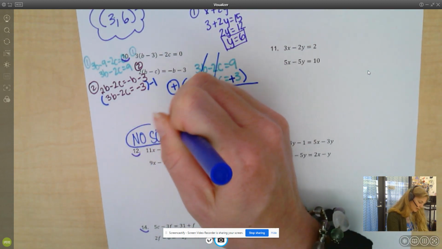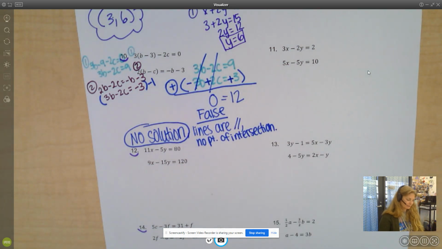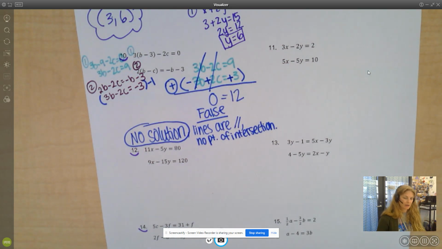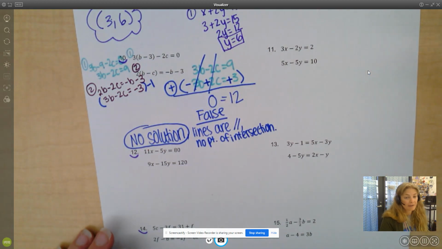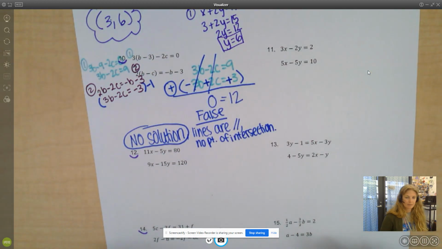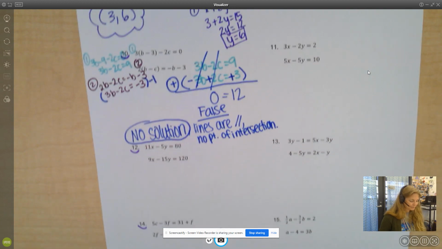So no solution is your answer, so I'm just going to circle that. Awesome. Let's move on to number 12. And remember, if you get no solution or infinitely many, you cannot verify that. So just make sure to go through your work and make sure it's adding up.